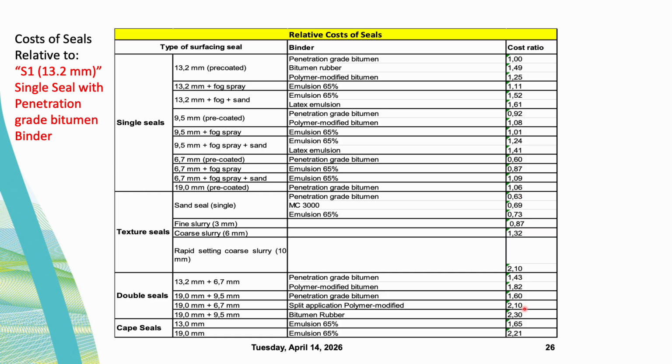With time, if one keeps track of the costs in Rwanda, one can revise this table and see what types of seals are doing the job, a single seal, a textured seal, a double seal or a cape seal, and what is best for Rwanda.